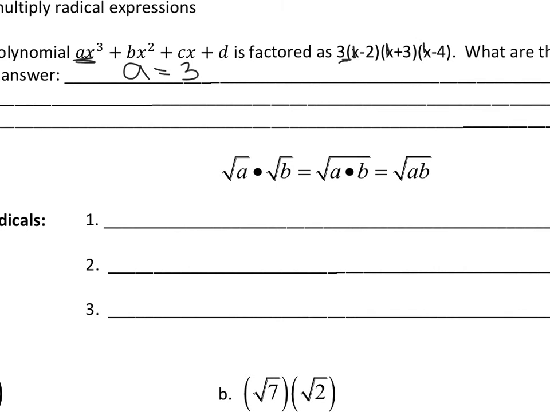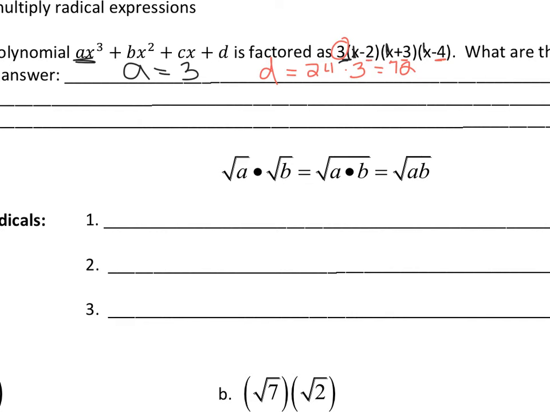And then to get your d value, you'd multiply all the last numbers. So -2, 3, and -4. So -2 times 3 is -6. And -6 times 4 would be 24. But you still need to include the 3. So if you multiply that by 3, you end up getting 72.